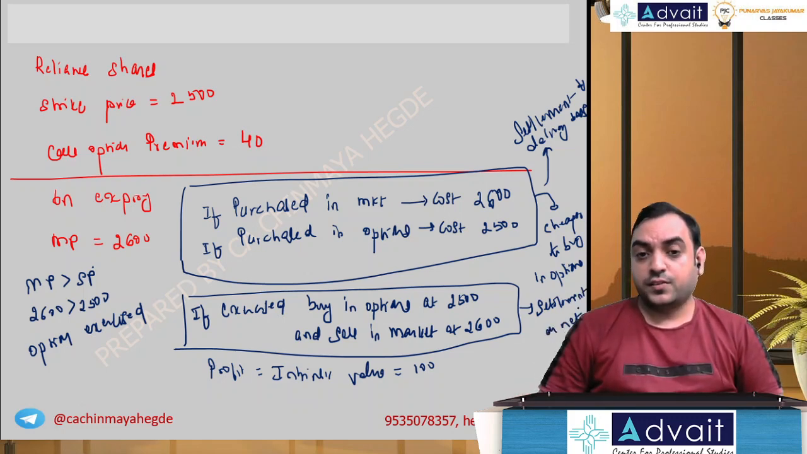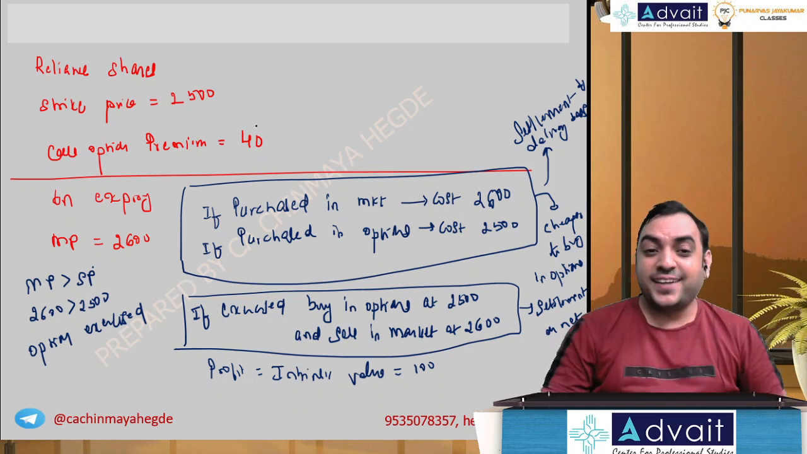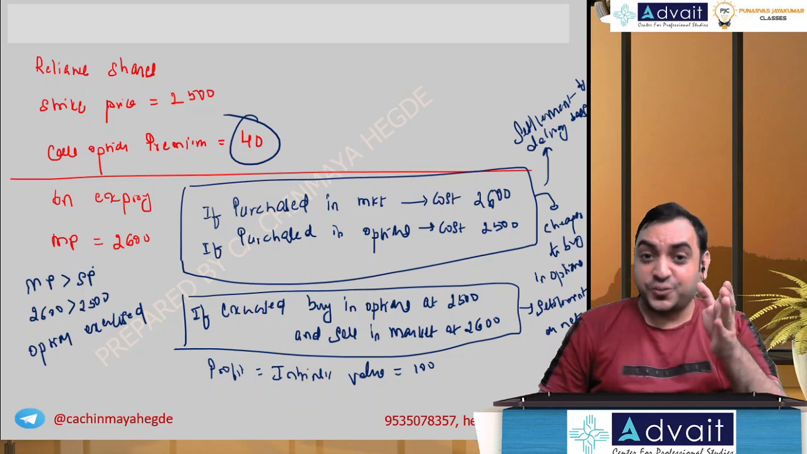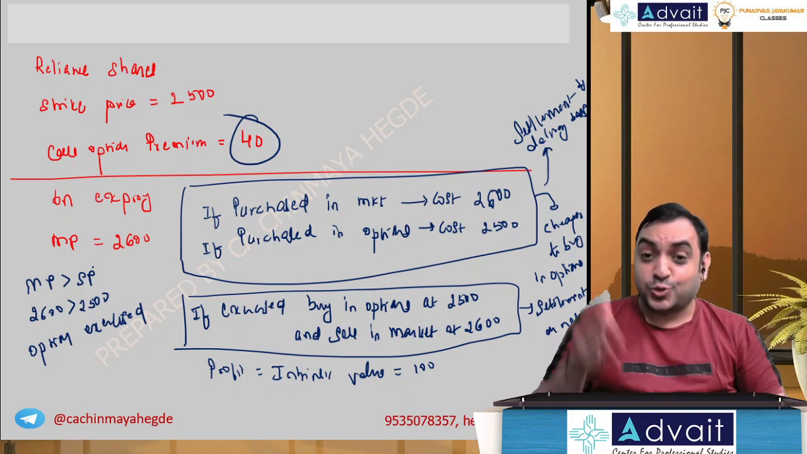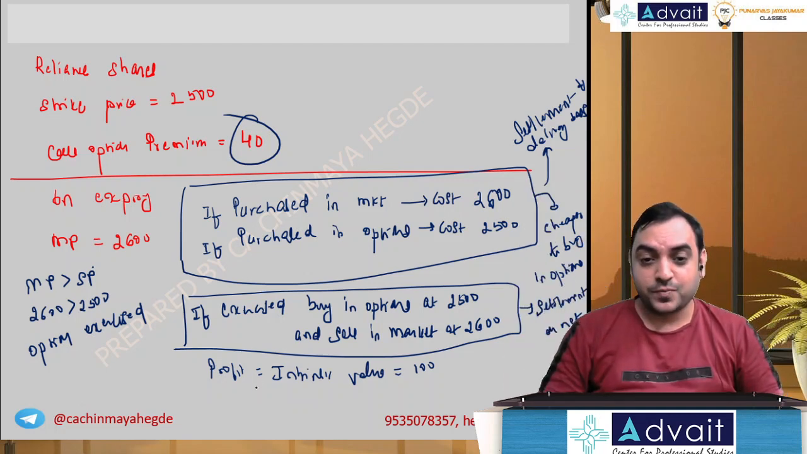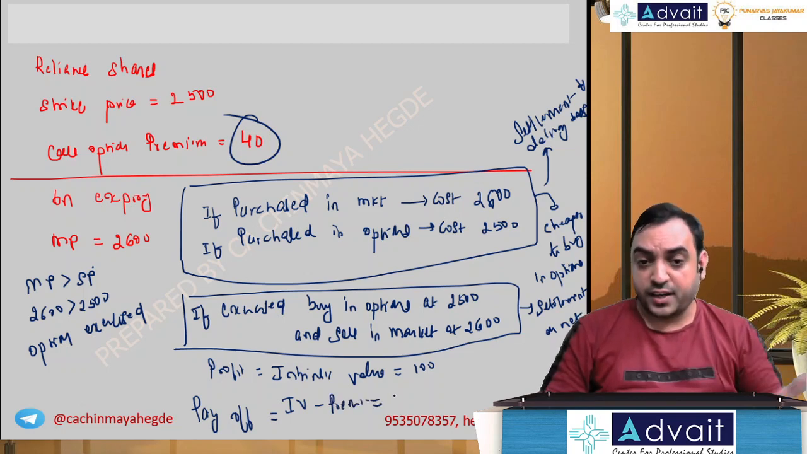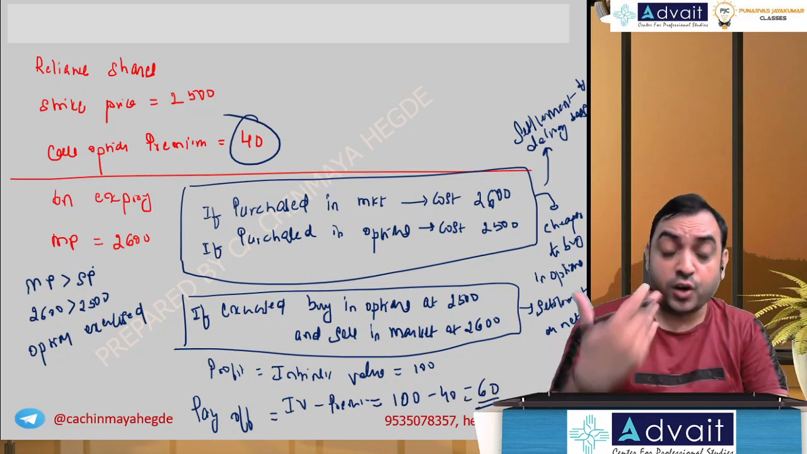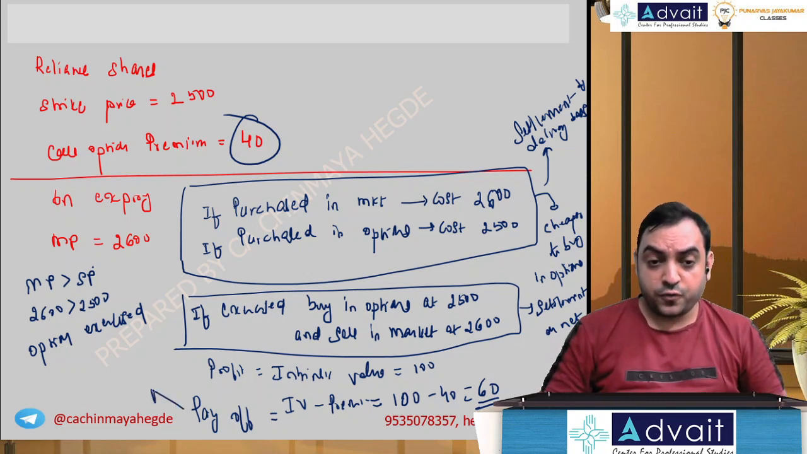Settlement on net basis. Now, first of all, why did you pay this premium of 40 rupees? To get this benefit only, right? You paid this 40 rupees today so that you are expecting some profit on expiry date, 100 rupees. That is payoff equals intrinsic value minus premium. Payoff: intrinsic value 100, premium 40, you get a benefit of 60 rupees. That's the benefit, the payoff for the holder.